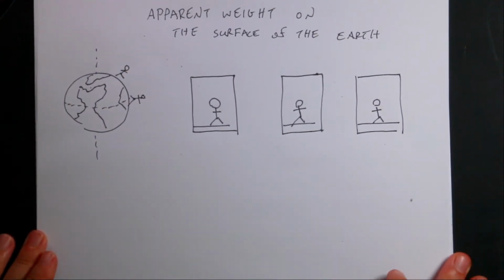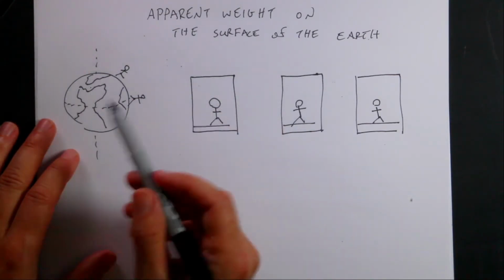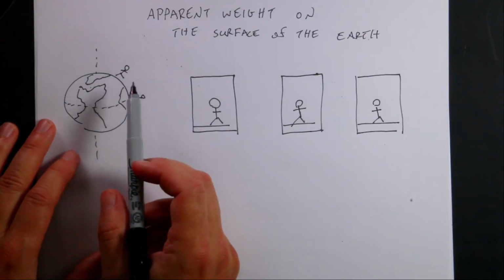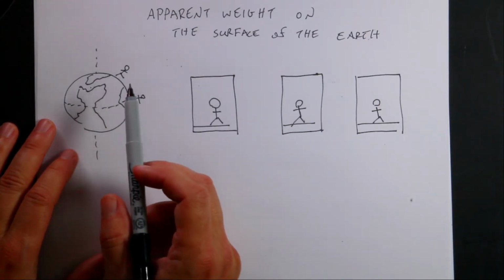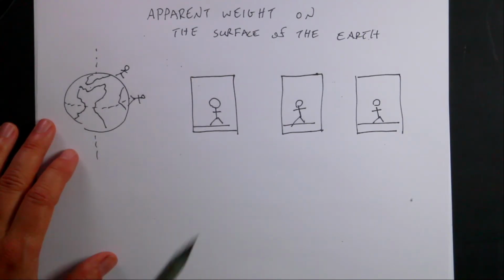So let's talk about apparent weight on the surface of the Earth. And so this is the Earth, and it spins, and you could have giant people like this standing here. And so it turns out that the apparent weight, what they feel, is different at different locations. So what the heck is apparent weight?